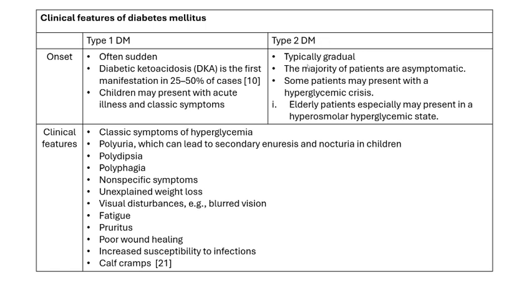Coming to type 2 diabetes clinical features, it is typically gradual in onset, and a majority of the patients are asymptomatic. They do not present with any symptoms for many years. The majority of the patients are asymptomatic for many years, and some patients may present with hyperglycemic crisis.